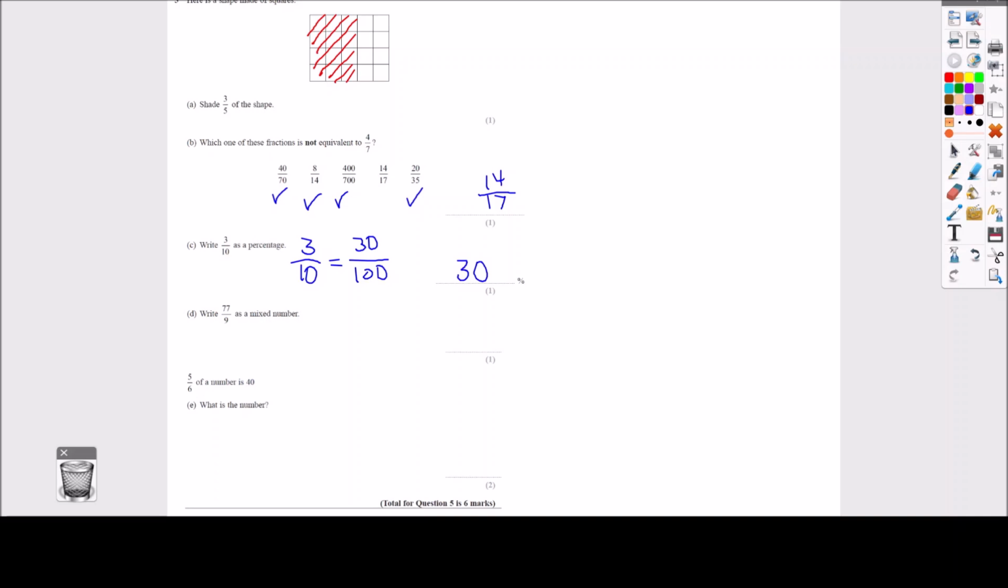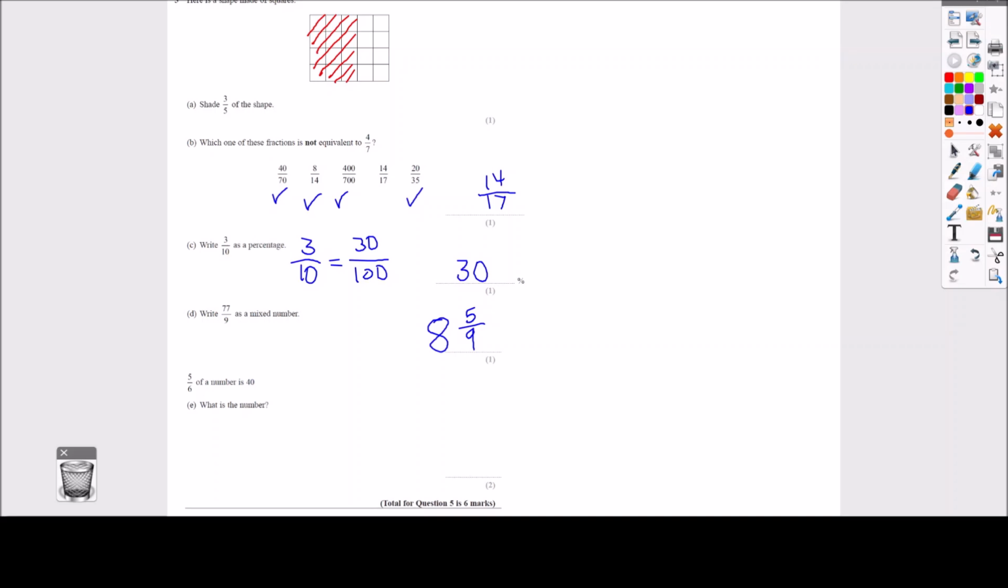Now for part D, write 77/9 as a mixed number. So how many wholes can we get? So we need 9 parts to make a whole, so we really need to go up in our 9 times table. Now 9 eights are 72. So 8 wholes is going to use 72 up, leaving 5 left over. So it's 8 and 5/9.